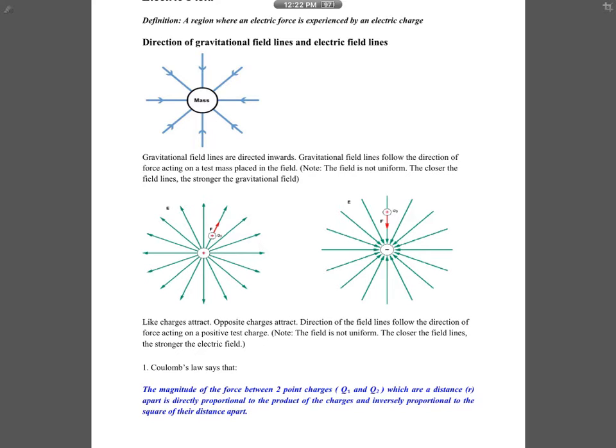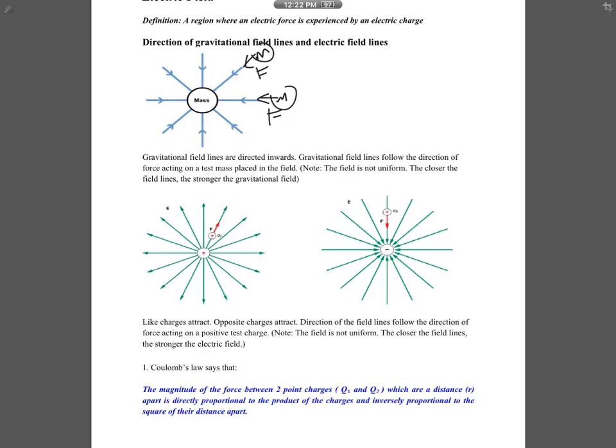Now, when we were doing gravitational fields, I also explained to you that when you draw the direction of the fields, it must follow a certain sign convention. For gravitational fields, what do we use to determine the direction of the field lines? We use the direction of the force acting on a test mass, not positive, just test mass. So if I put any test mass here, it will be attracted. The force is attracted, so therefore the field lines will follow the same direction.